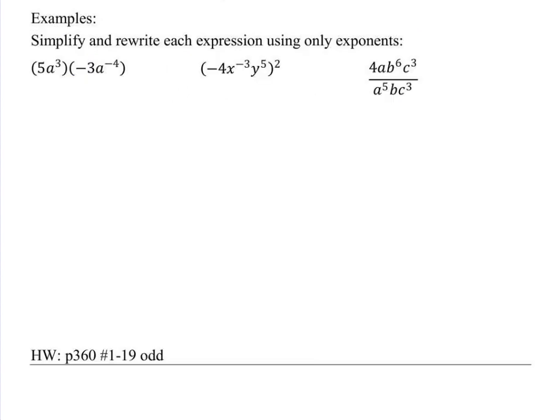All right, so let's work on these 3 examples right here. We have 5a to the 3rd times negative 3a to the negative 4th. There's a lot of ways that you can go about doing this. First of all, I see this a to the negative 4th, and I know that that negative exponent means that I have actually 1 over a to the 4th.